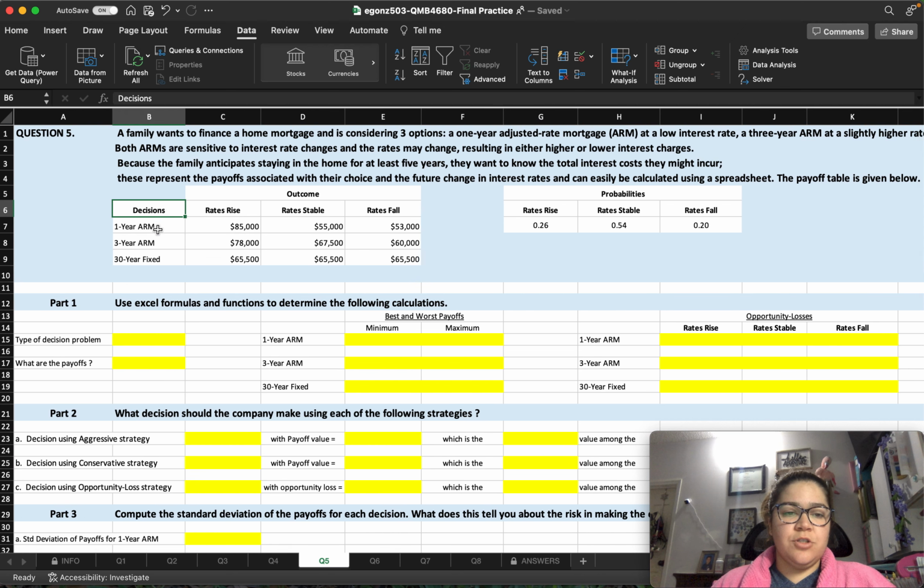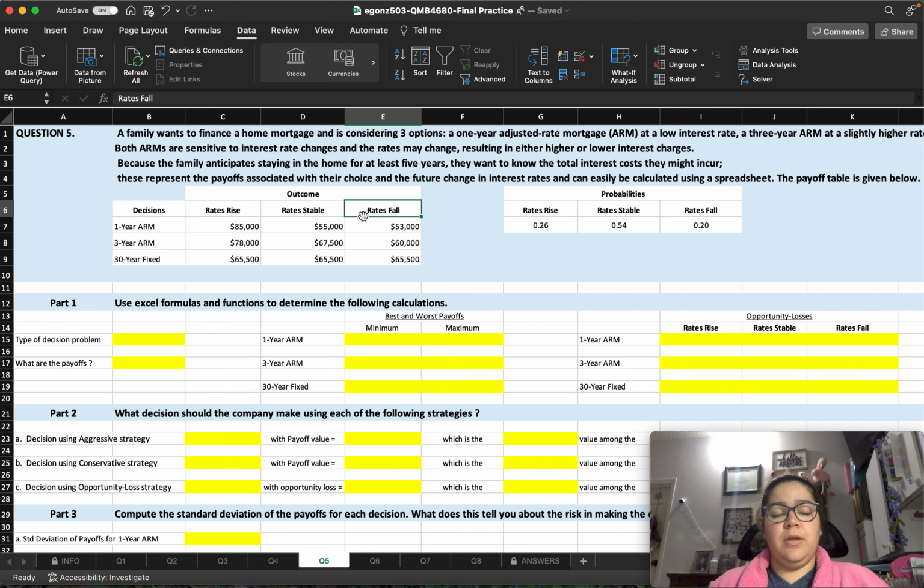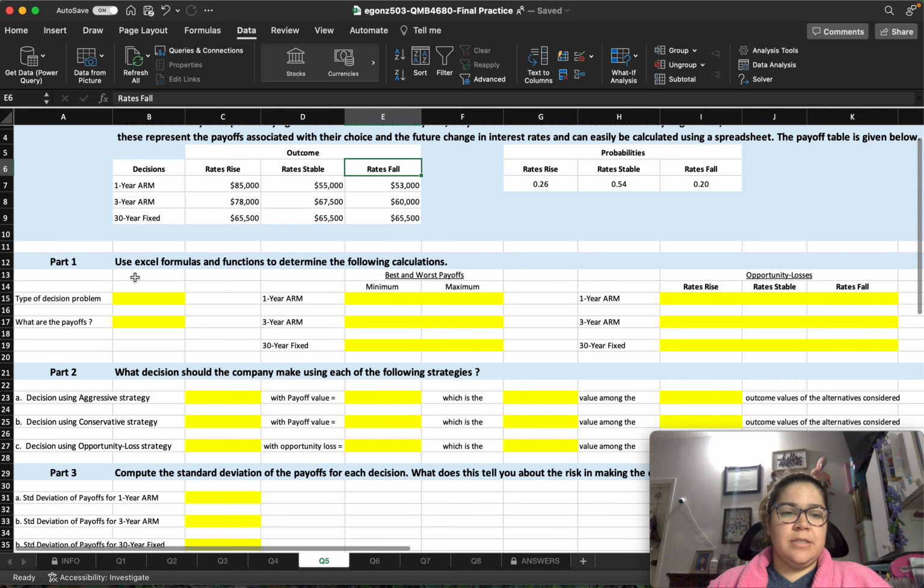So these are my decisions. We either take 1 year, 3 year, or the 30-year fixed. Then these are my probabilities, right? If the interest rises, then that's my probability, if the interest is stable, or if the interest falls, which are these options over here on the top. So let's go by step. It says part one, use the Excel formulas and functions to determine the following calculations.